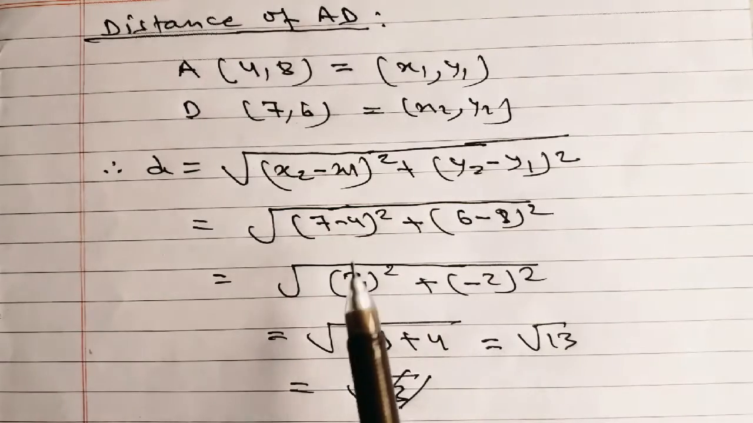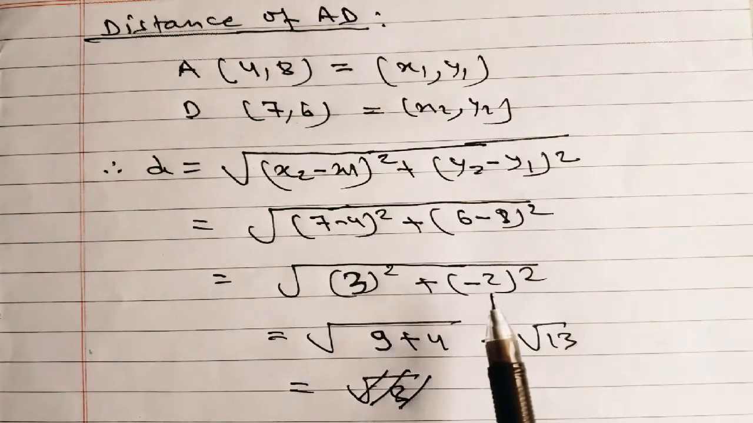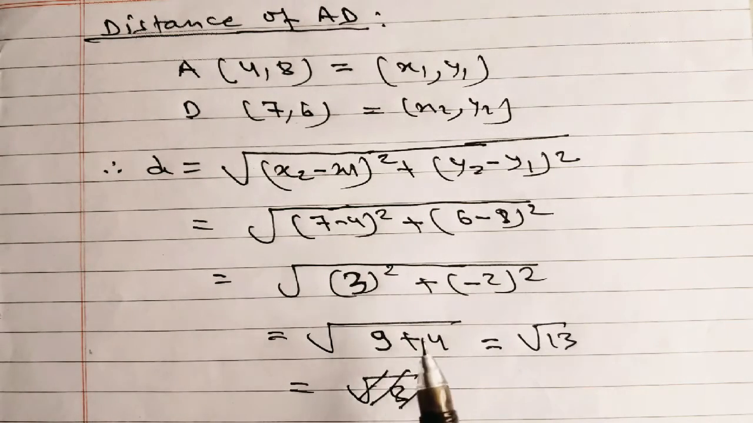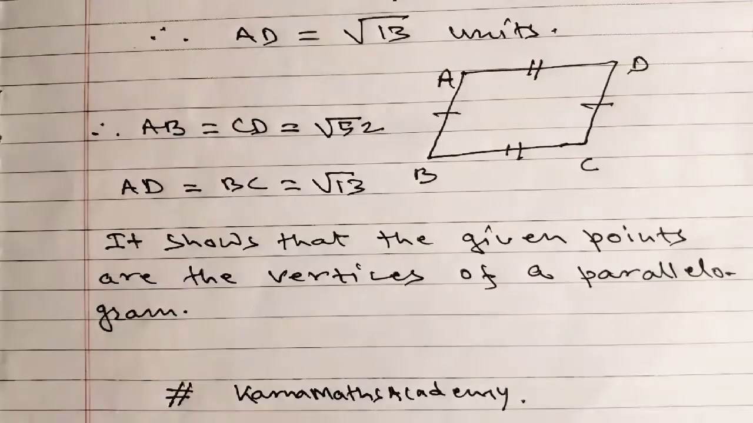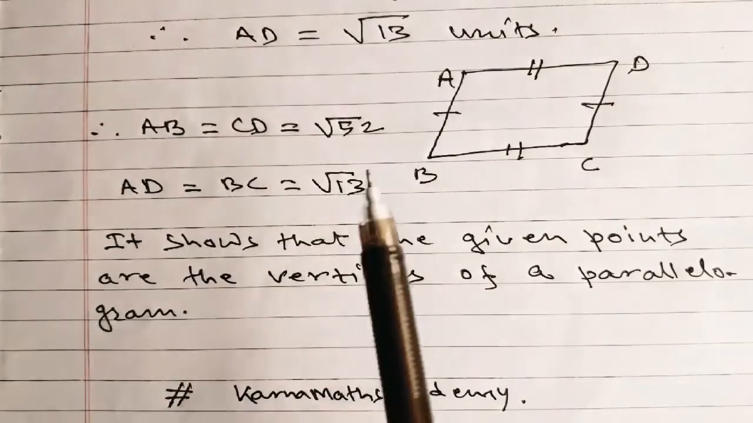7 minus 4 we get 3, 3 square, plus 6 minus 8 we get minus 2, square. 3 square is 9, plus 2 square is 4, 9 plus 4 is root 13. Therefore the distance of AD is equal to root 13 units. The length of AD is root 13 units.